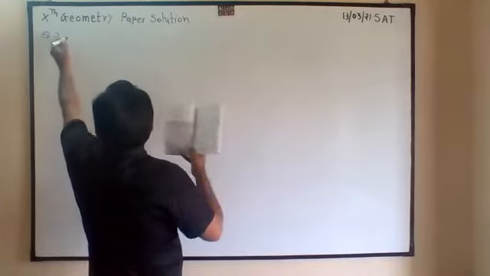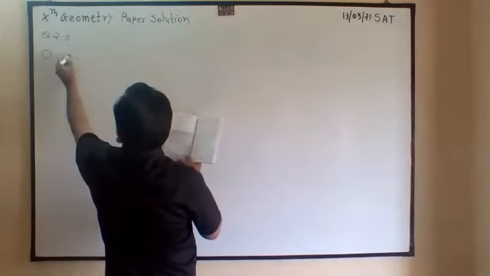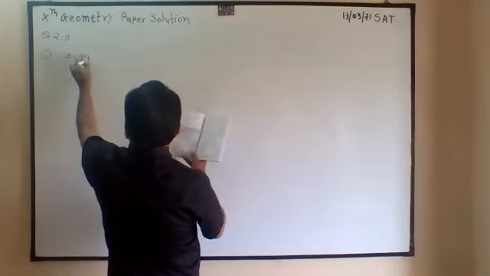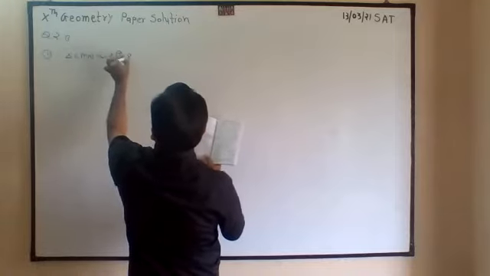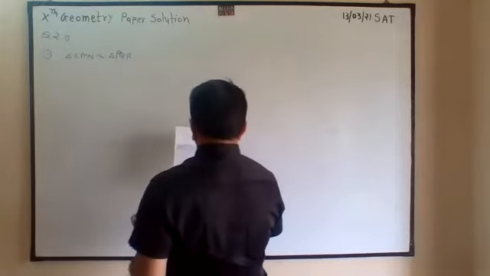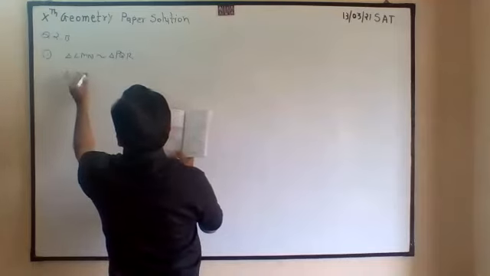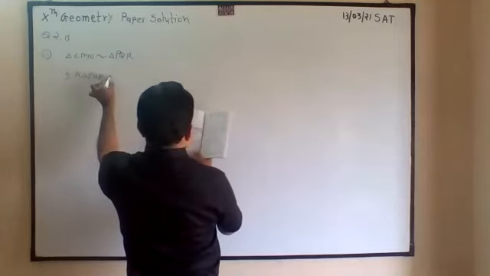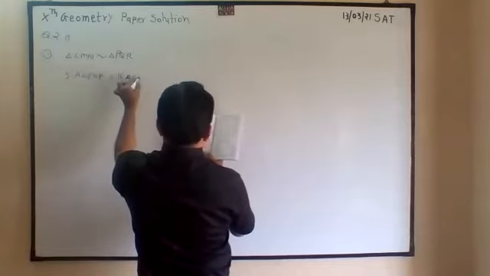This is also a very good question. This type of question they always ask. Triangle LMN is similar to triangle PQR, and given 9 times the area of triangle PQR is equal to 16 times the area of triangle LMN.